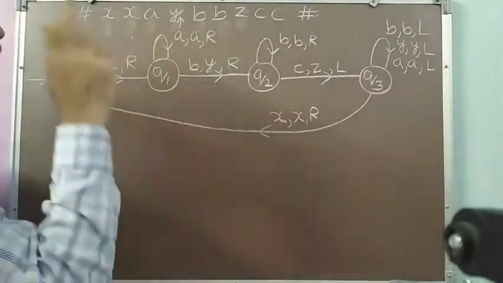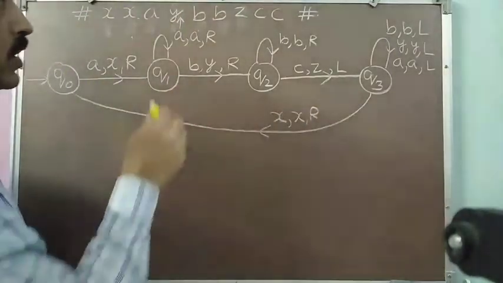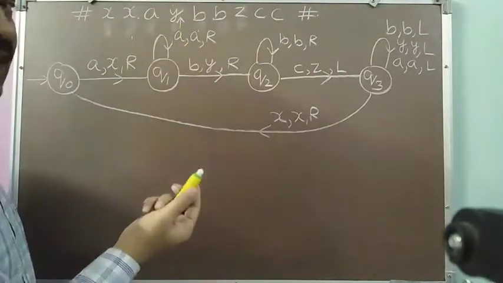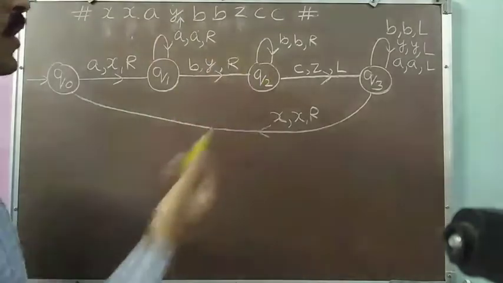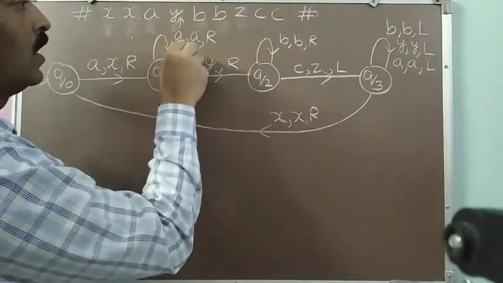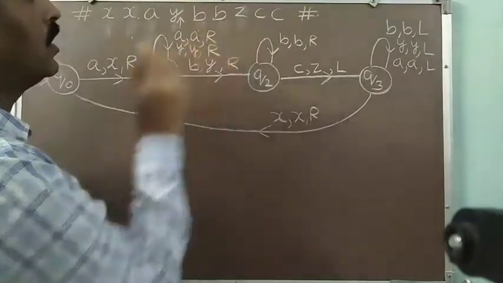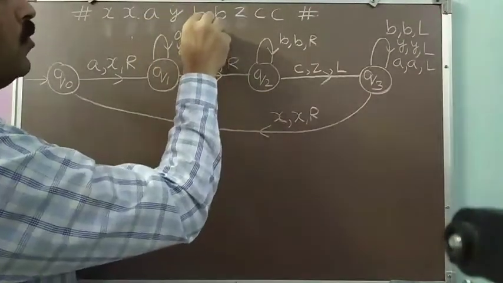Now in the Q1 state, my aim was to find the leftmost B and whatsoever comes in between, I have to skip. Previously I found only the A's in between, but this time I am also finding Y's in between. So these Y's also have to be skipped. In place of Y, I will be writing Y and moving one position right.